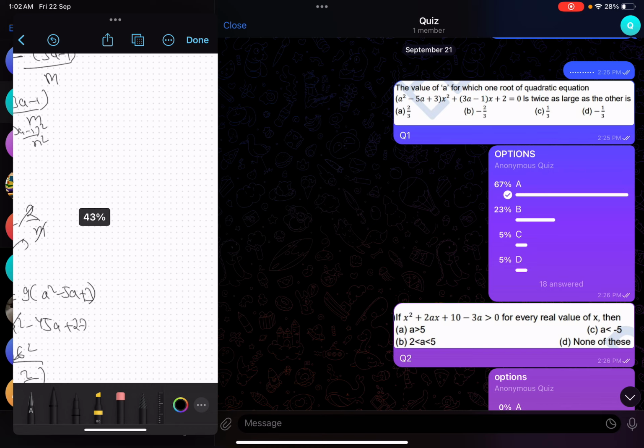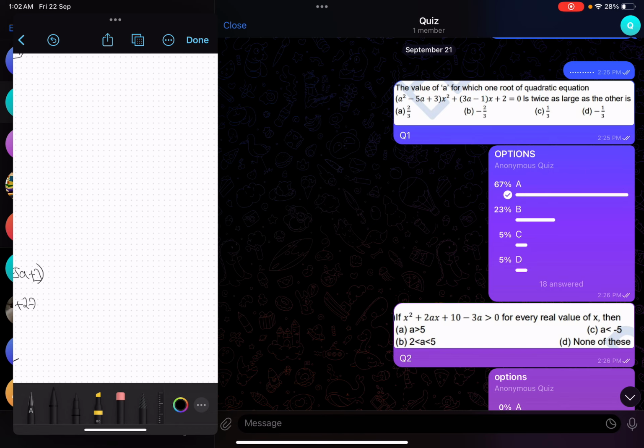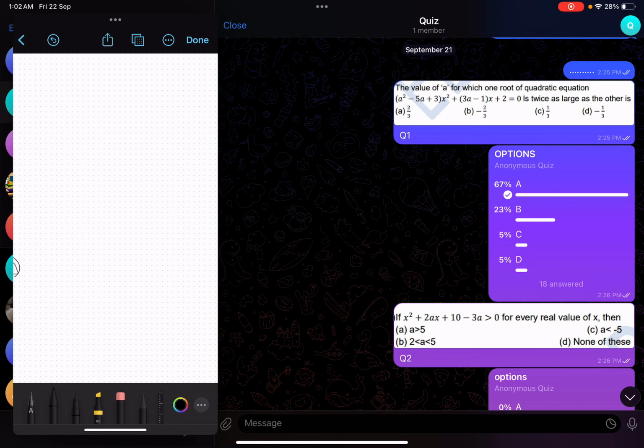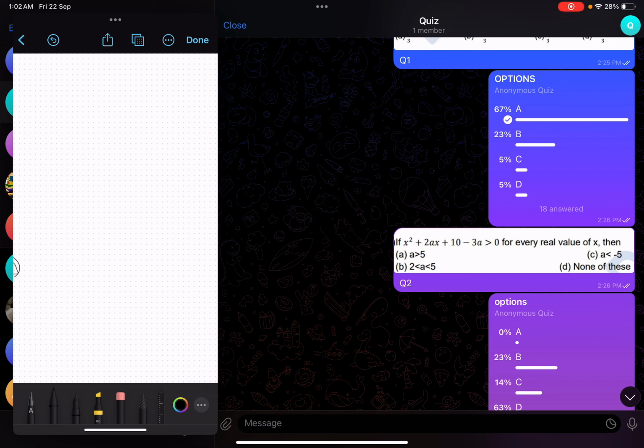Okay, so now let's go to the next question. So the next is this particular f(x) greater than 0. I have already told in the doubt videos and everywhere, as soon as you see f(x) greater than 0, it means that the roots are non-real. Just think of this scenario. If it is greater than 0, then it will never cut the x-axis. So if it never cuts the axis, it means no real roots.